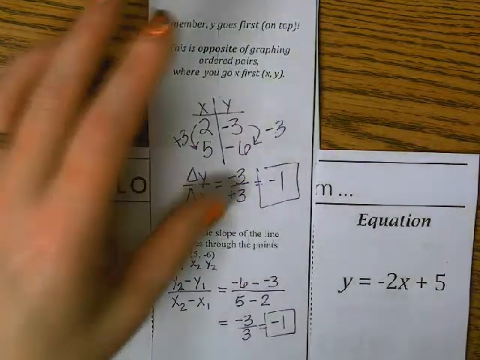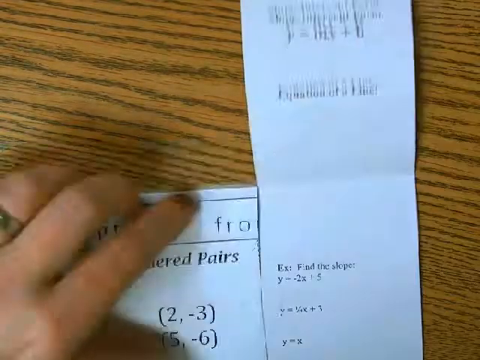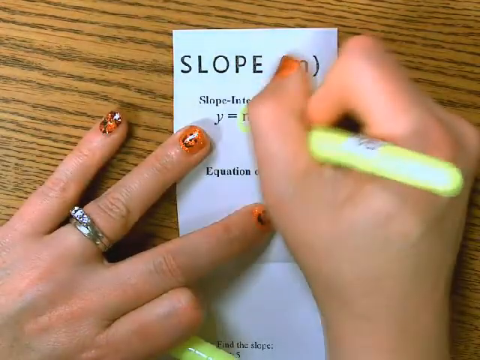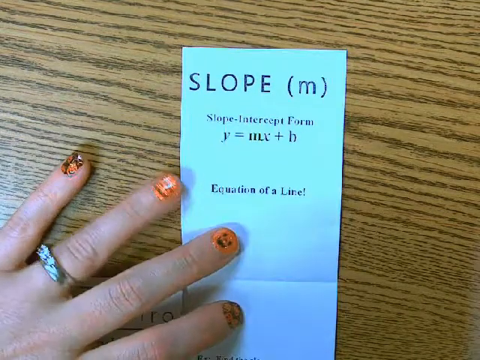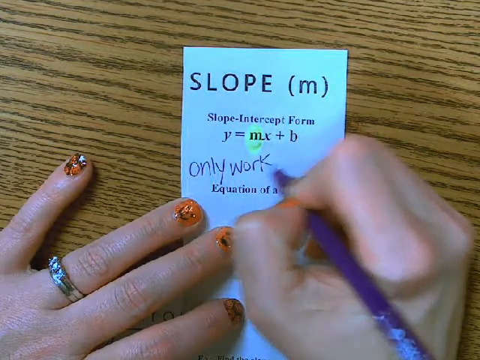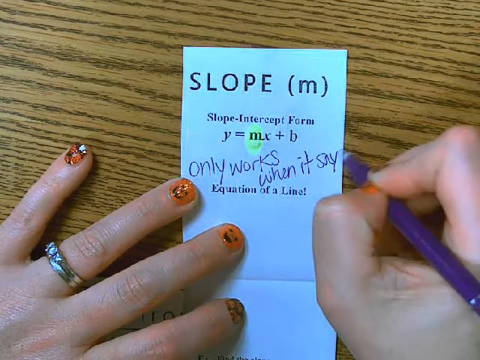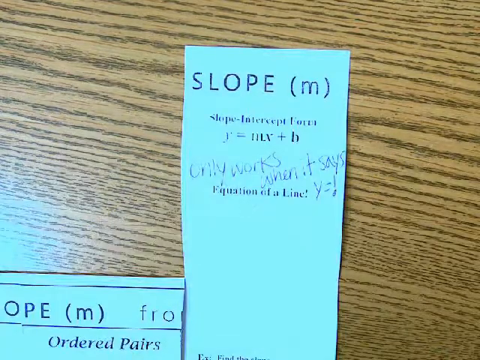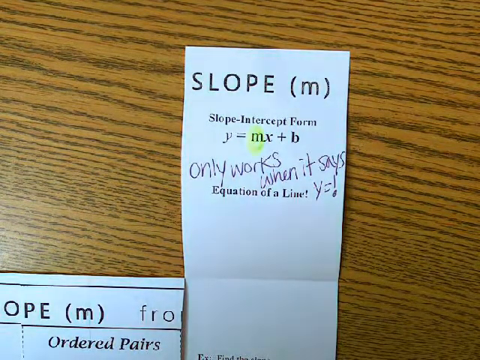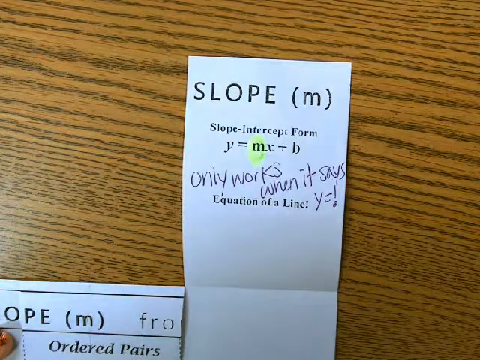Alright, so if I'm finding slope from an equation, it's actually very simple. The real thing that you need to notice is that the slope is only found if it says y equals. And it's always going to be before the x. Okay? But this only works when it says y equals. Okay? If it says anything else, then that's not going to work. That's not going to be your slope. So m is next to the x, but only when it says y equals.